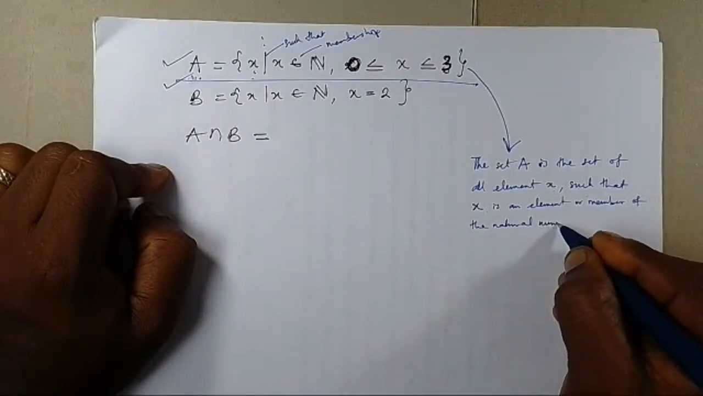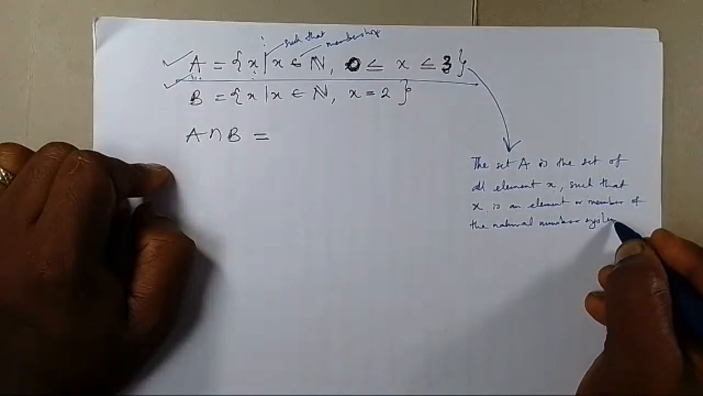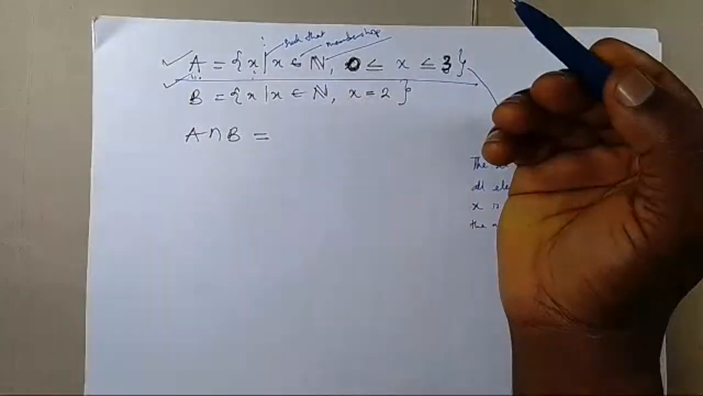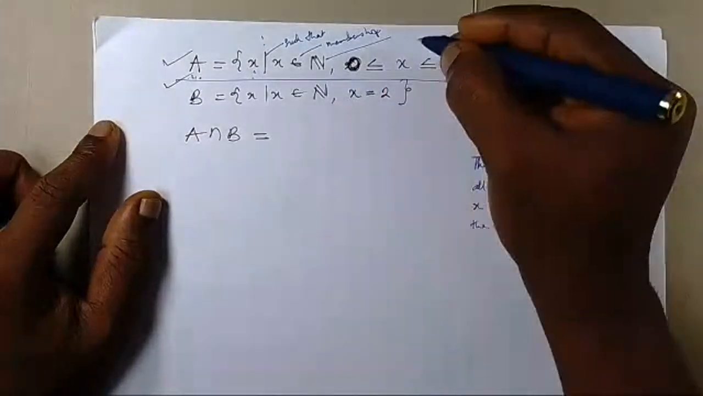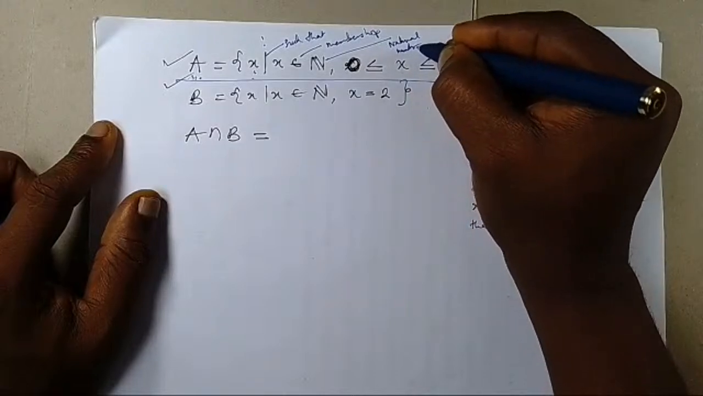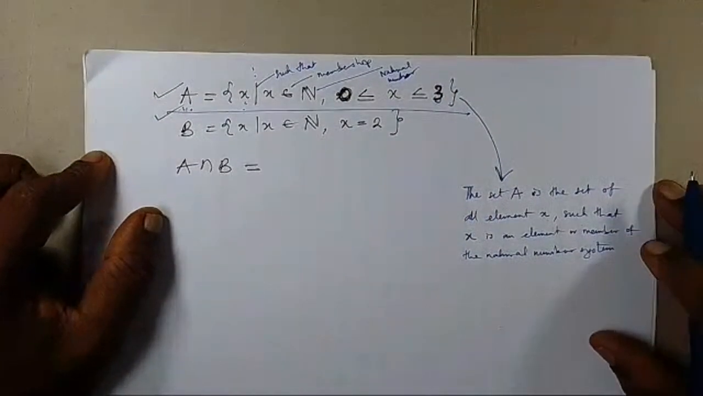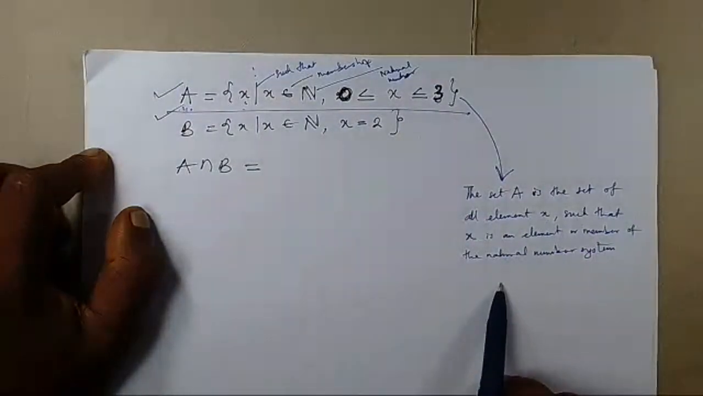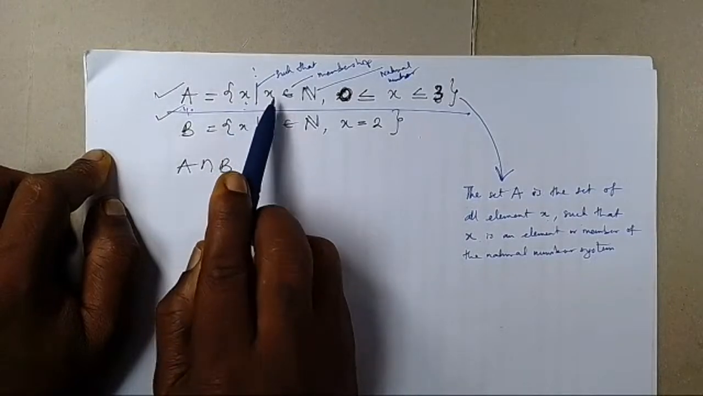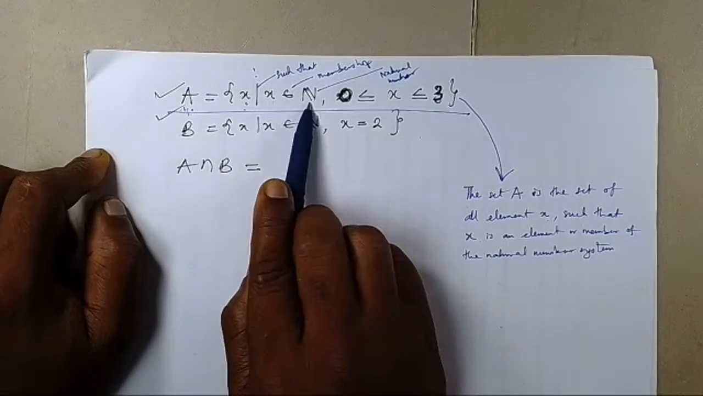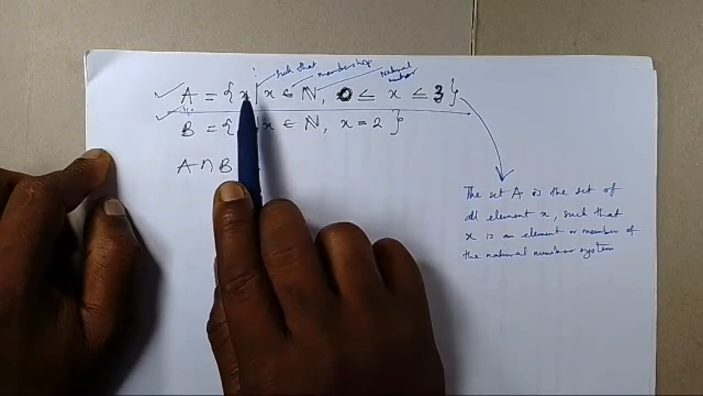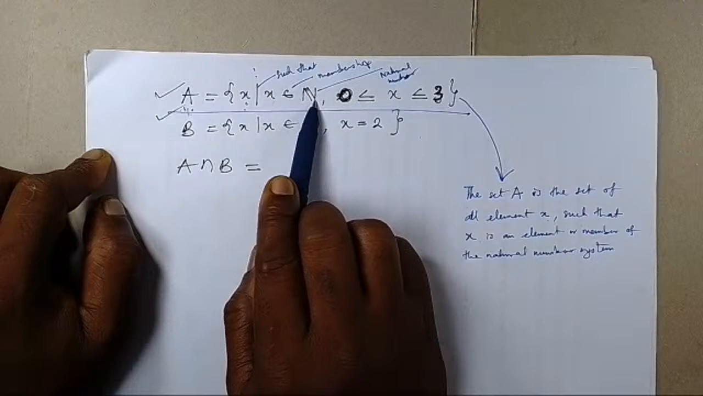Now, why am I saying an element or member of the natural number system? It is because this symbol, this type of N that has a double stroke, is called the natural number system. We use that symbol to represent the natural number system. So let's read it again. The set A is the set of all elements small x such that x is a member of the natural number system. In some way, you could just go straight by saying it is the set of all elements small x such that x is a natural number. You won't be wrong.